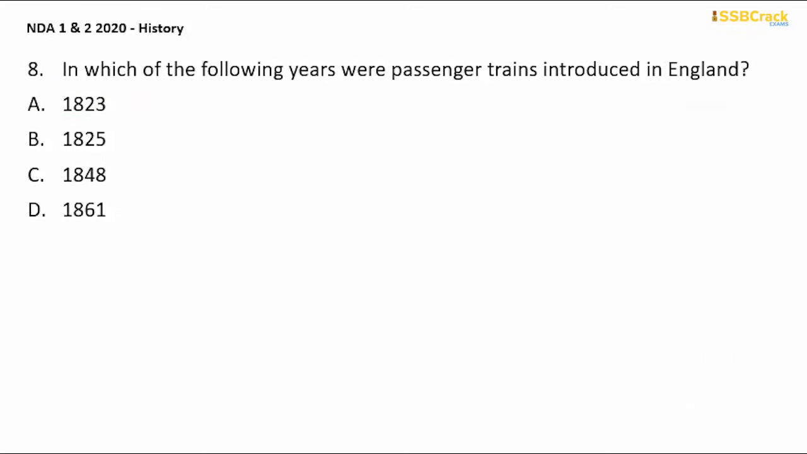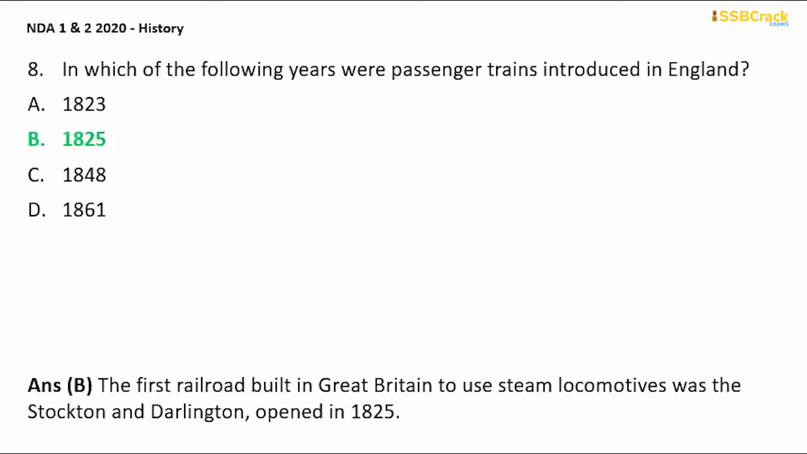Now the next question is, in which of the following years were passenger trains introduced in England? 1823, 25, 48, 61. Again a very direct question. In England, the first passenger train was introduced in the year 1825. It was the first railroad built in Great Britain, and it used steam locomotives. So it was first introduced in England in 1825.